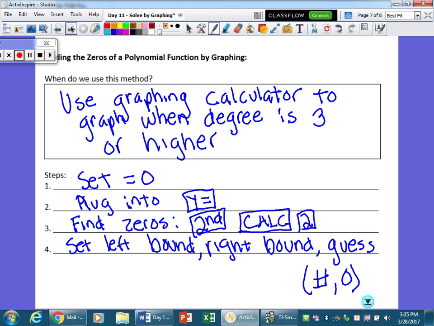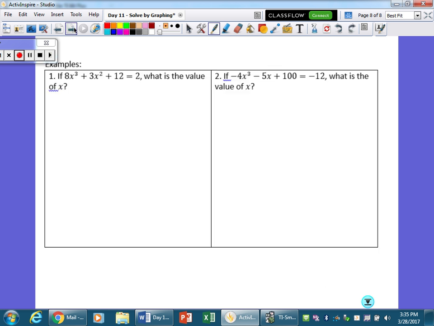So here's our first example. 8x to the third plus 3x squared plus 12 equals 2. What is the value of x? So again, I can't factor this. It has a degree greater than 3, but it's not set equal to 0, so I need a minus 2 from both sides first. So I have 8x to the third plus 3x squared plus 10 equaling 0. Now, it equals 0, so that means I can set it equal to y.